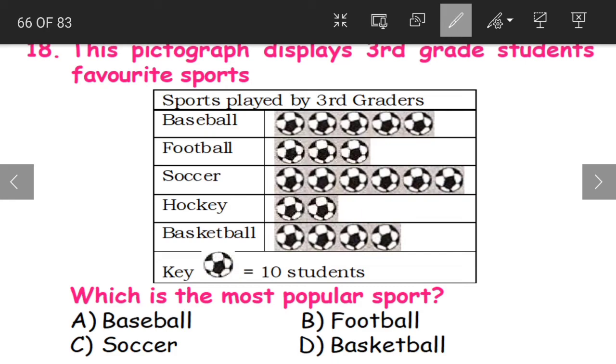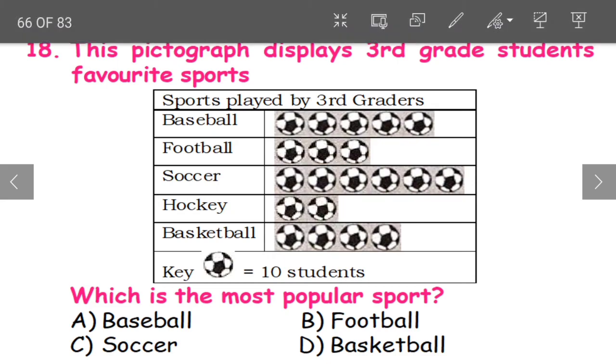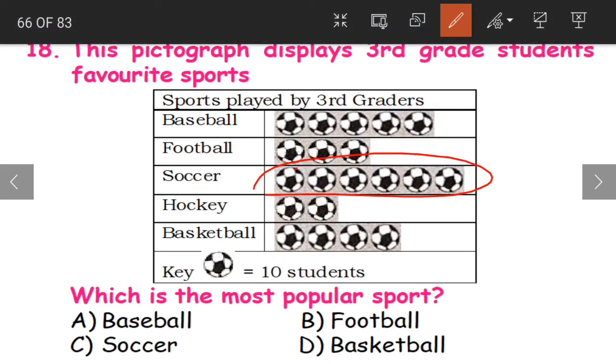Coming to question 18. Now this pictograph displays third grade students' favorite sport. Which is the most popular sport? Again, just by looking at the number of balls, which is having the most number of balls, children? Here soccer: 1, 2, 3, 4, 5, 6. So soccer here is having the most number of balls.